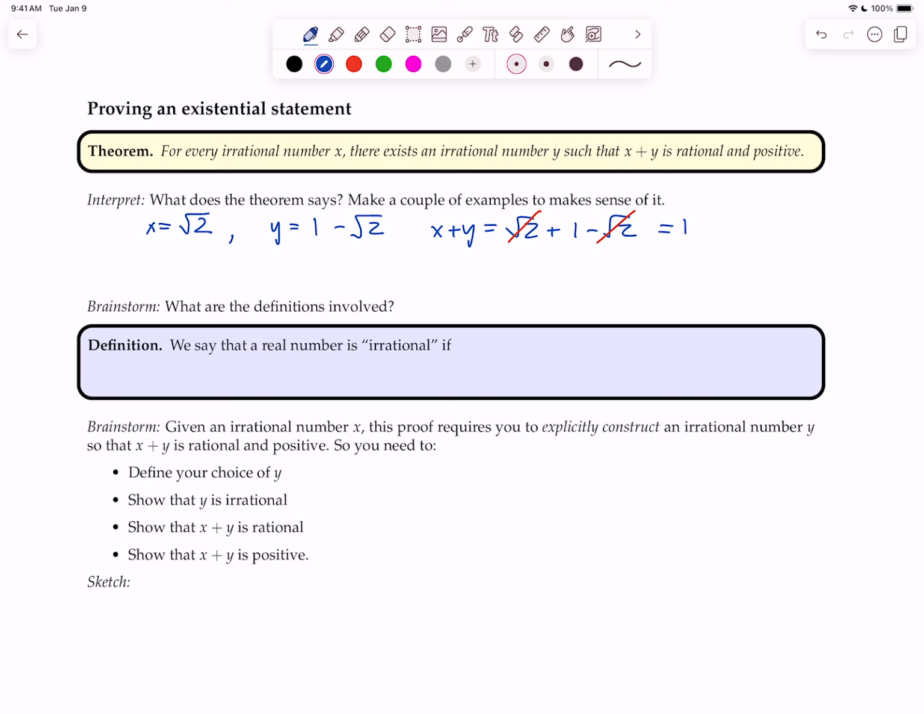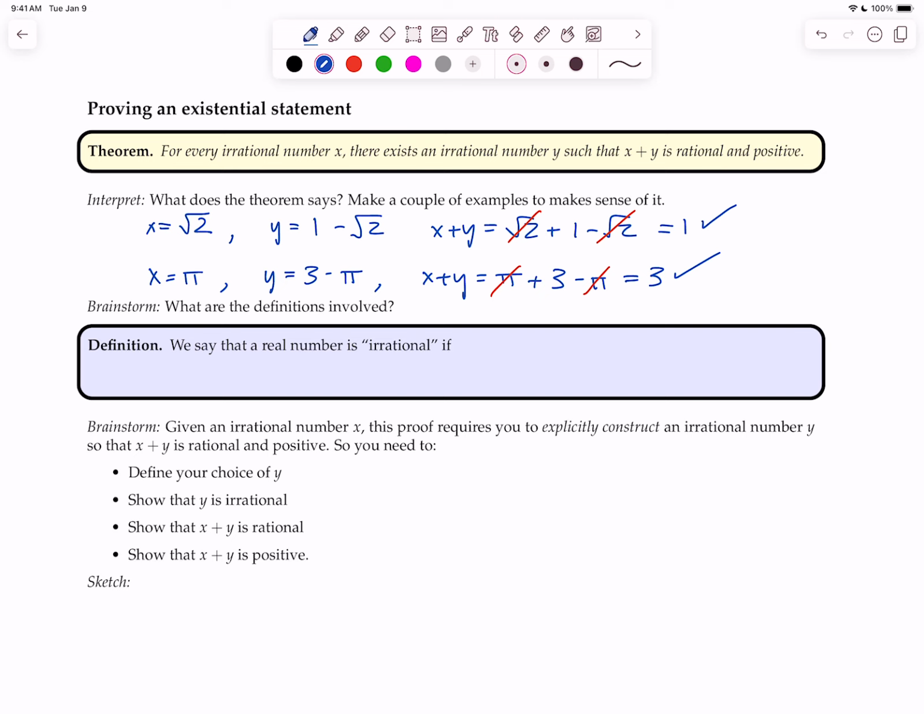I think I could do the same thing if I picked a different irrational number, for example, pi. Then it looks like if I did y equals 1 minus pi, maybe 2 minus pi or 3 minus pi. Let's try 3 minus pi just for kicks and giggles. Then if I do x plus y, I get pi plus 3 minus pi. And again, by design, the pi's cancel and we get 3. Both of these are rational and positive.